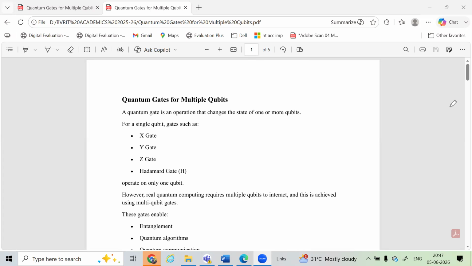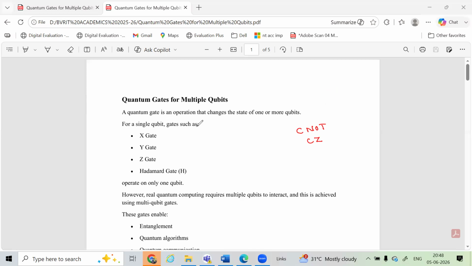So here I mentioned the CNOT gate. One is the CNOT gate, and the second one is the CZ gate. I have written two gates: one is CNOT, second one is CZ.